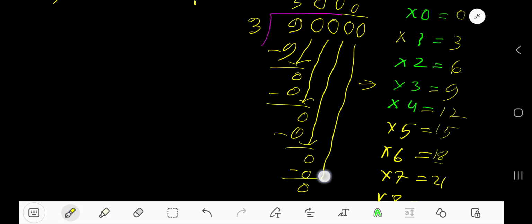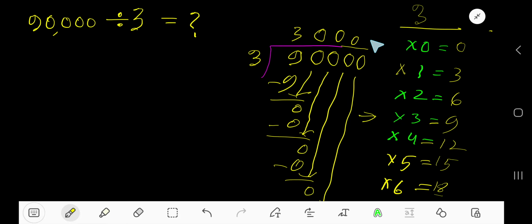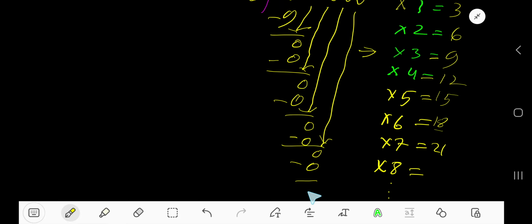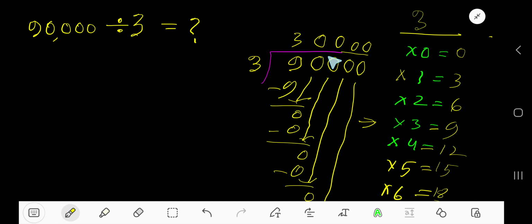Bring down this 0. 0, 0 means 0. 3 goes into 0, 0 times. 0 times 3, 0. Subtract, 0. As our remainder is 0, so we are done. So our answer is 30,000.